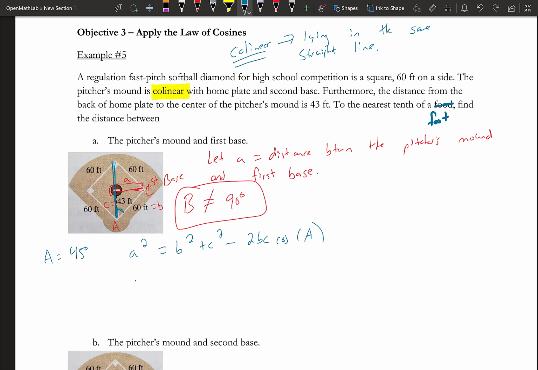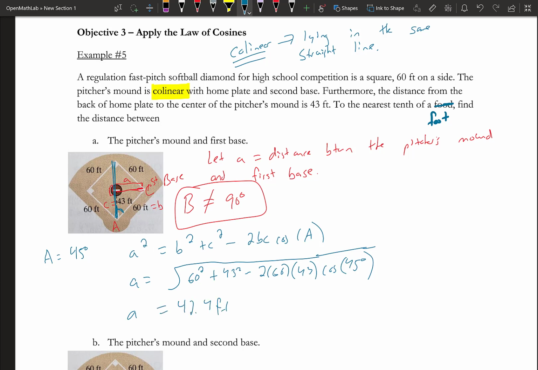So a would be equal to the square root of, just plugging this in, b was 60 feet, so we'd have 60 squared plus c, which is 43 feet squared, minus 2 times 60 times 43 times the cosine of 45 degrees. If you plug that in your calculator, you'll get approximately 42.4 feet.